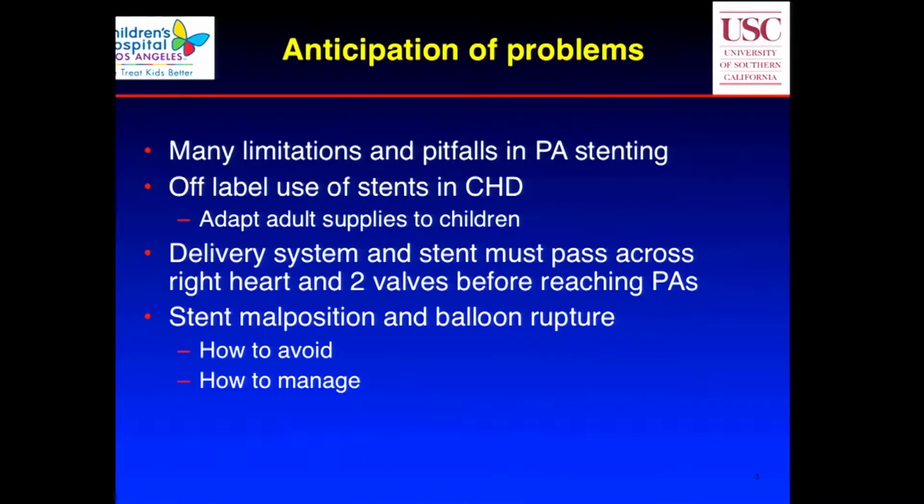All right, so how should we take care of this? How should we anticipate these problems? There are many limitations and pitfalls in pulmonary artery stenting. First of all, we don't have any stents that are officially approved for congenital heart disease. Everything is used off-label. Most of the stents are adapted to adult patients, not to kids. The delivery system and the stents have to cross the right heart and two valves before getting into the pulmonary arteries. Stent malposition and balloon rupture is what we're going to focus on. We'll talk about how to avoid them and how to manage them.